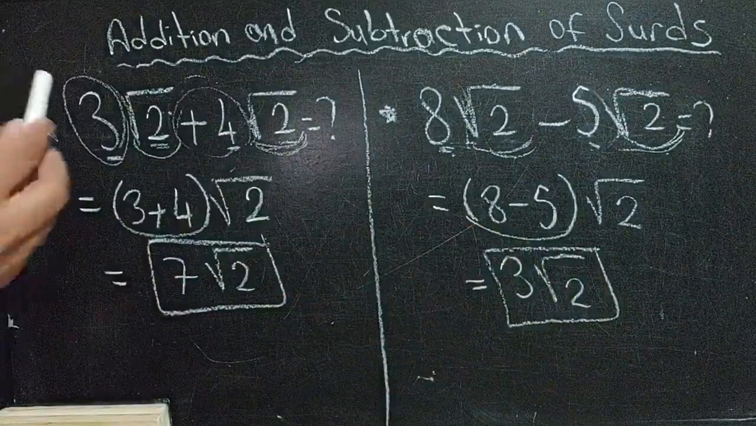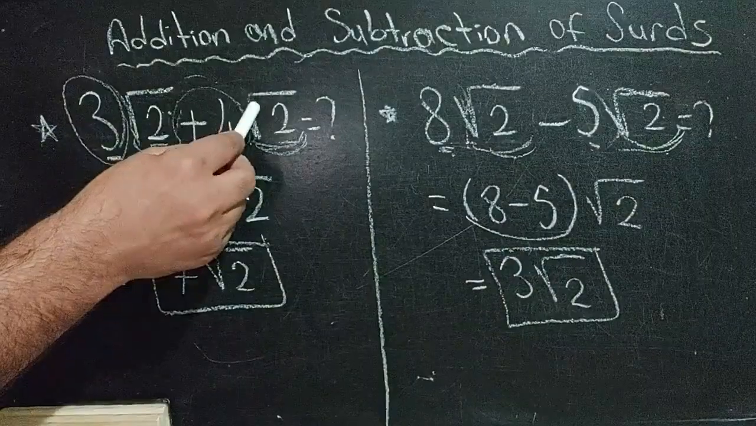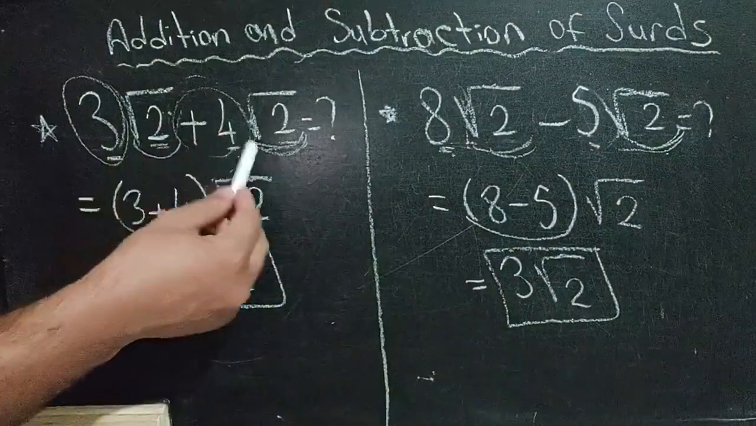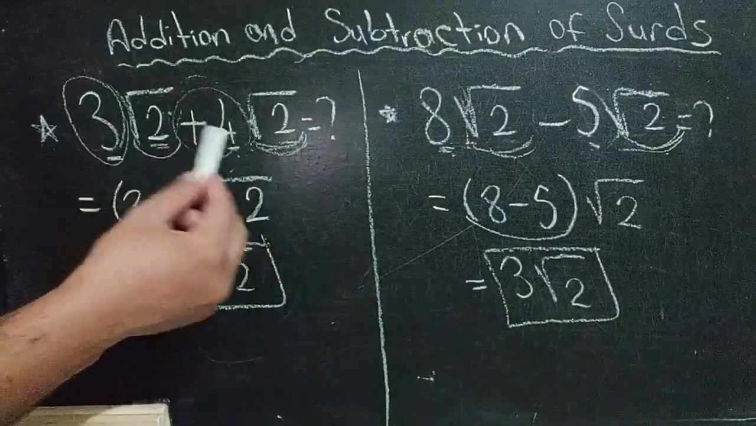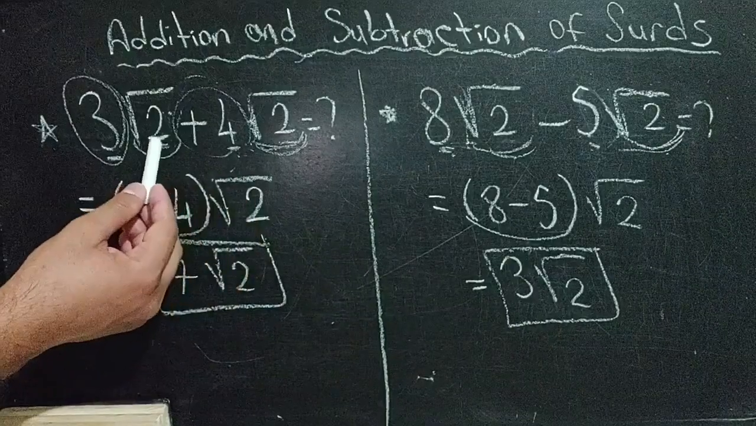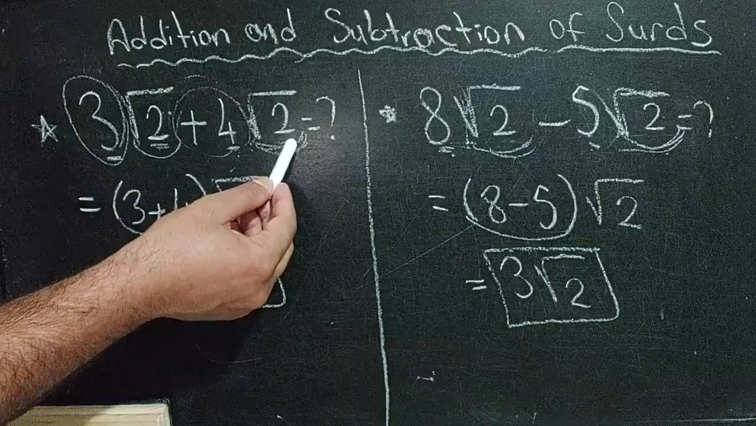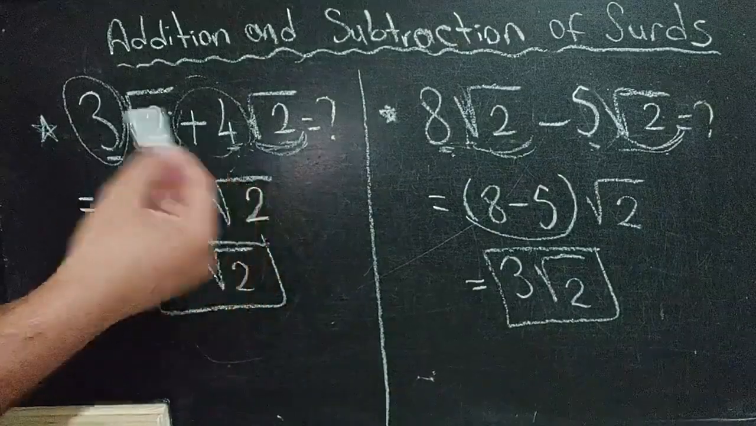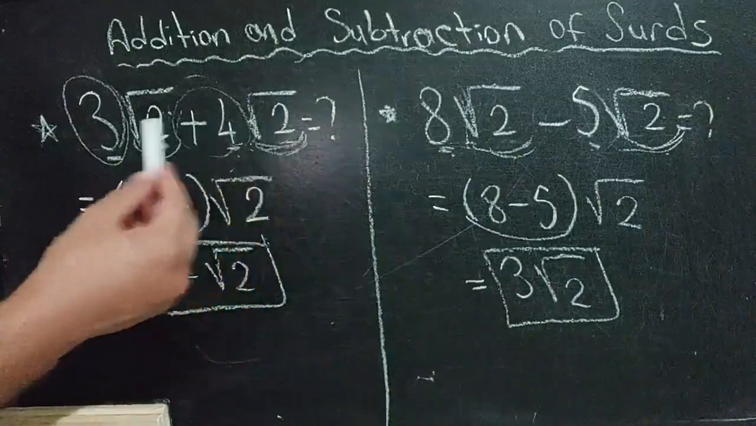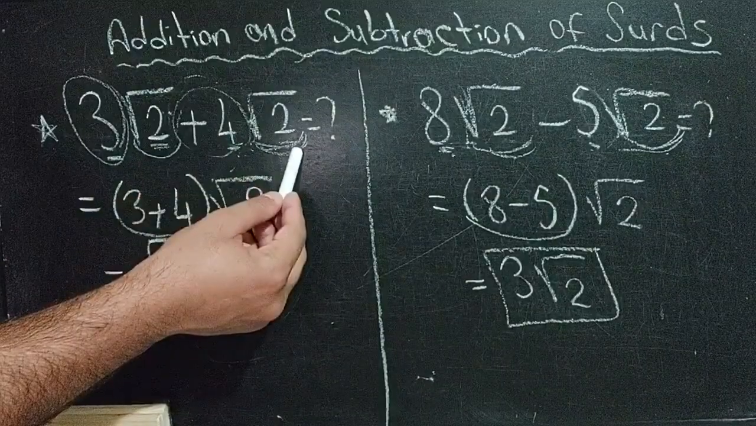So when you have like cube root 2 and square root 2, you can't add or subtract the coefficients to each other. Or if you have like this square root 3 and square root 2, let's say, you cannot add coefficients to each other again. These numbers must be the same.